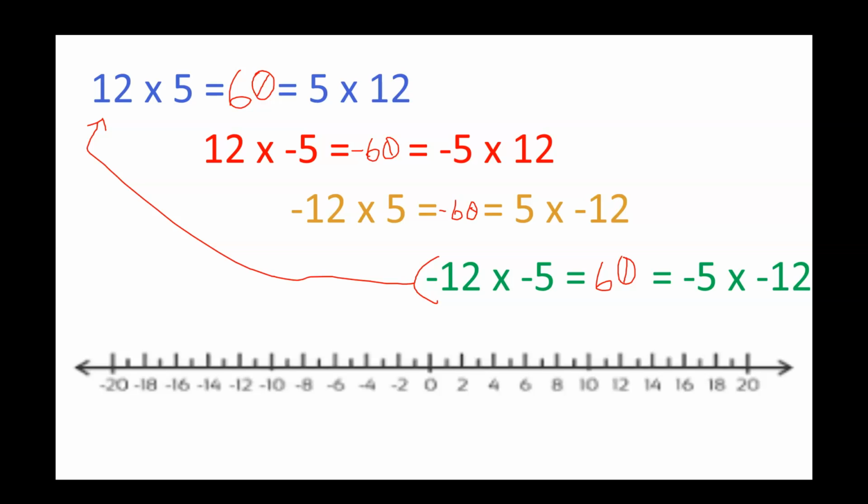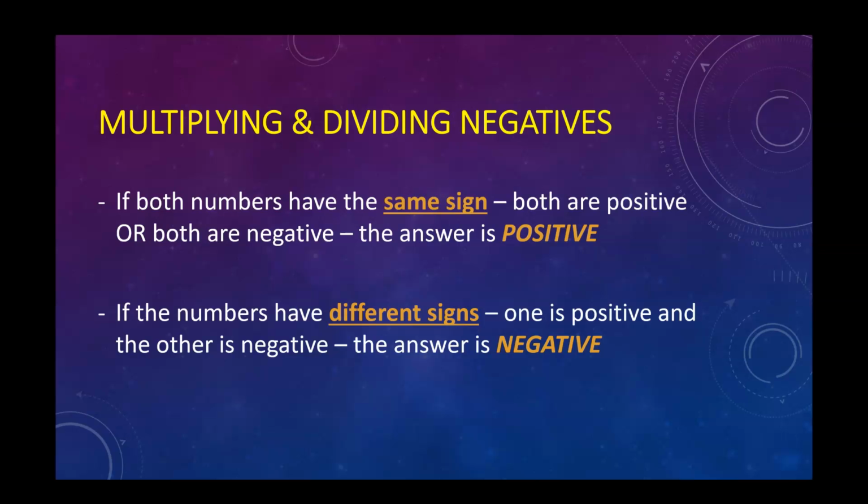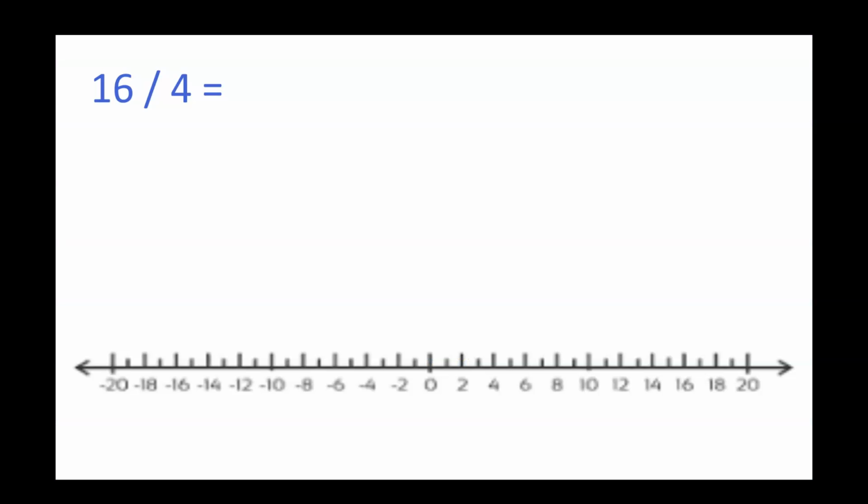The rule is this. If you are multiplying and dividing negatives, if both numbers have the same sign, both are positive or both are negative, the answer will always be positive. If the numbers have different signs, one is positive and the other is negative, the answer will be negative. This applies to division as well.